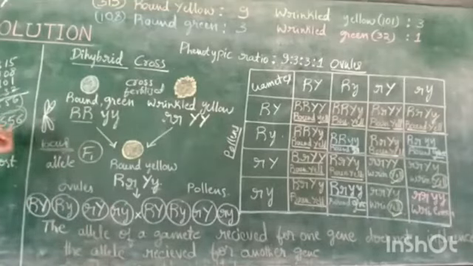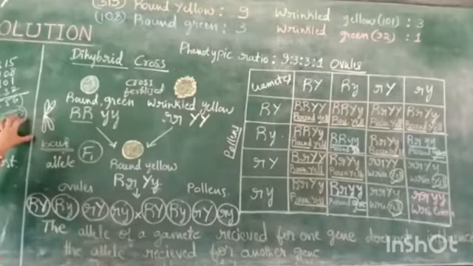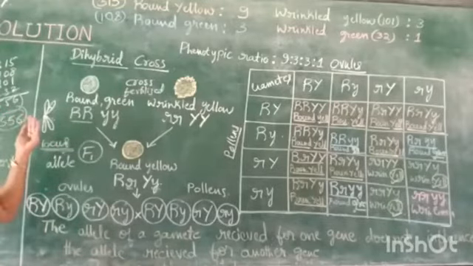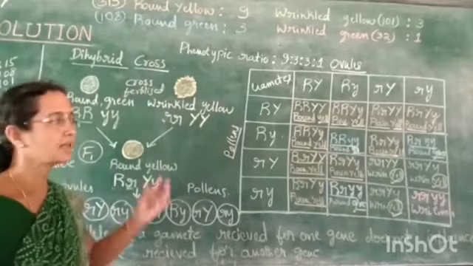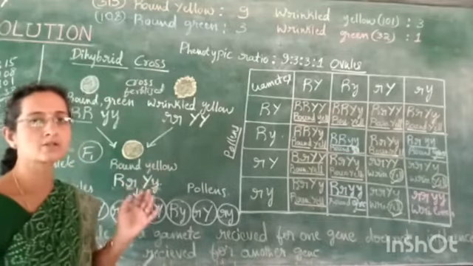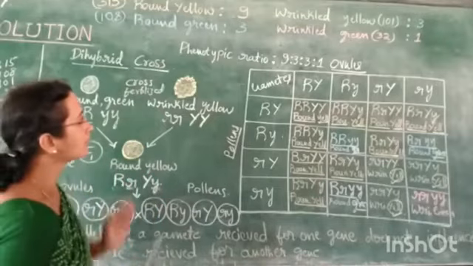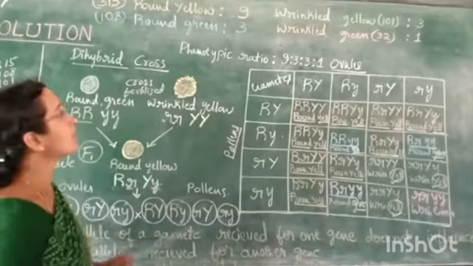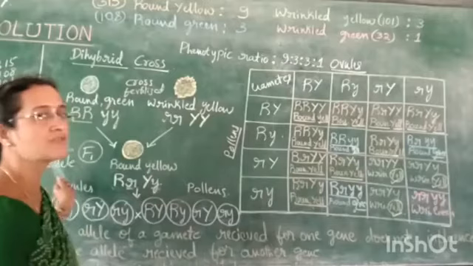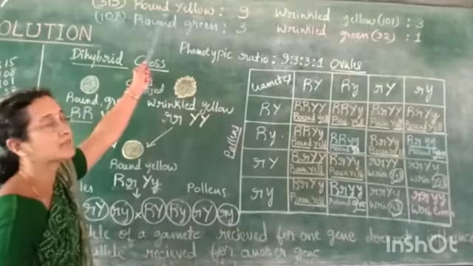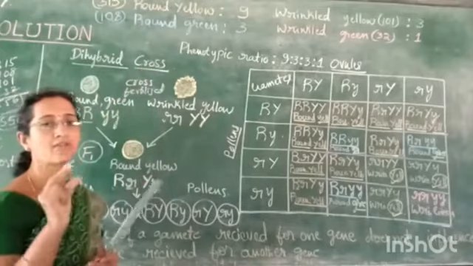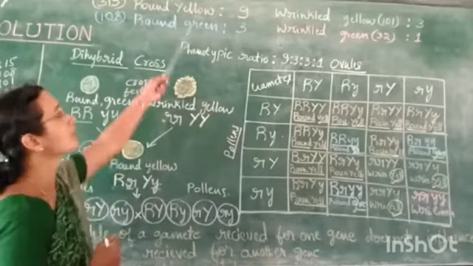When he sowed these seeds and the plants were obtained, he observed those plants and also the nature of the seeds. When he observed those plants, among the 556 plants, 315 plants were having this type of nature, that is, they were having round seeds with yellow color.